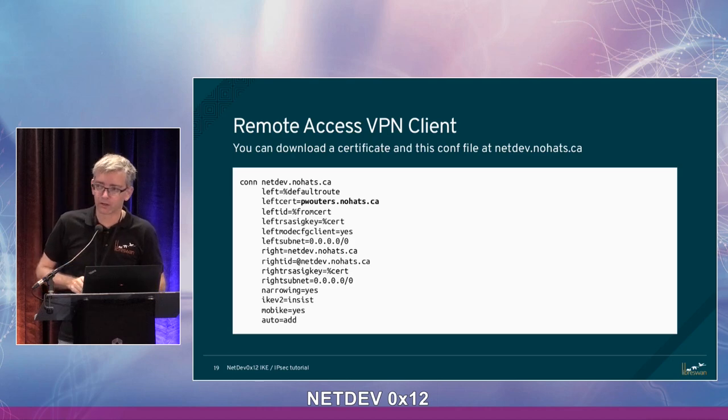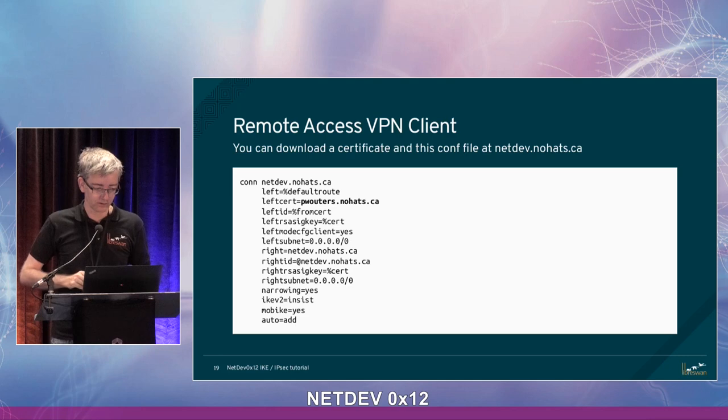The password is foobar on it because it has to have a password for the private key. So this is how a connection like that would look. It's again left as %defaultroute. In this case, we don't specify or make up our own ID. We just say take it from the certificate. So leftid is %fromcert. For the RSA key, we basically say take it from the cert as well. It's a default option. I just put it in here for clarification, but you normally don't have to specify it.